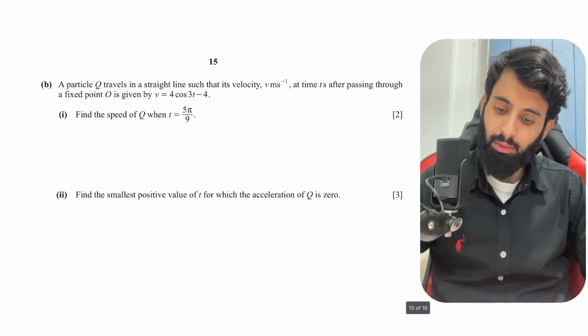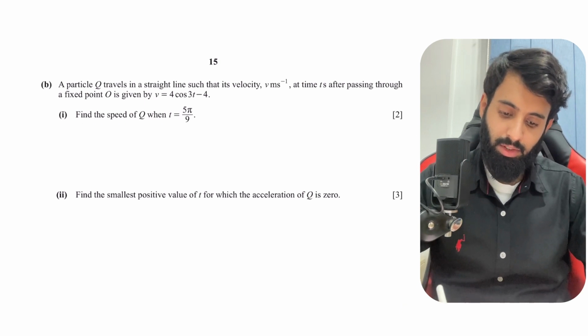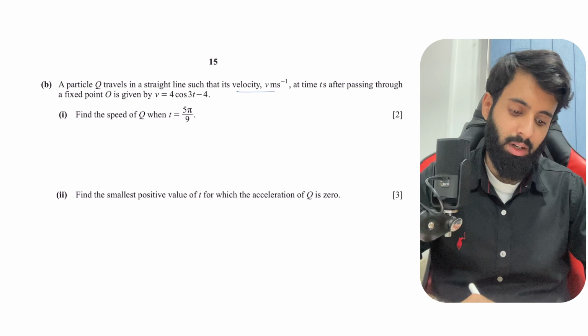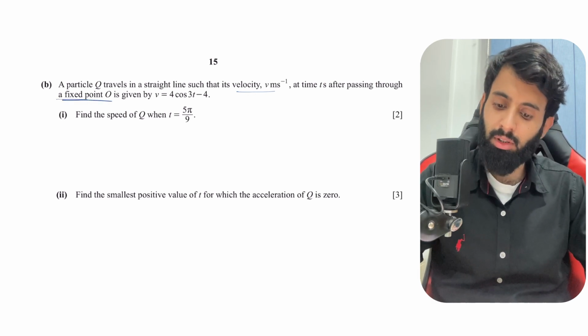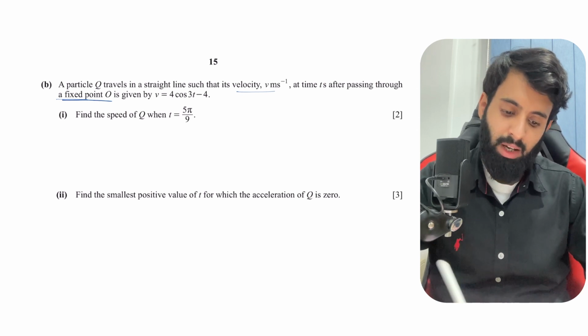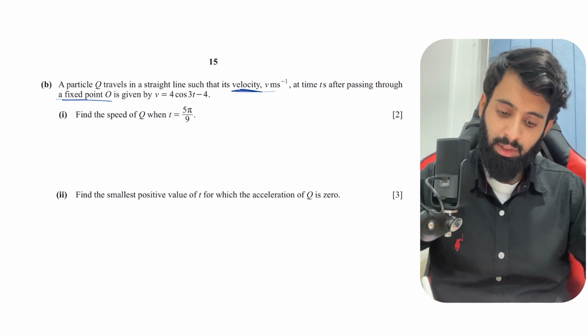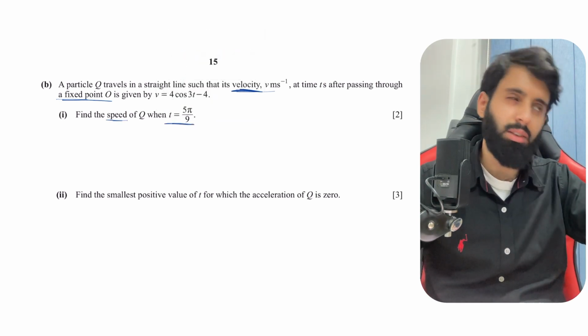Okay, now we're on part B, where it says a particle Q travels in a straight line such that its velocity at time t seconds after passing a fixed point O is given by so and so. Find the speed of Q when t is equal to 5 over 9 pi. Now we have the equation of velocity, and the question is asking us to find the speed. So aren't they one and the same? The answer is yes and no.